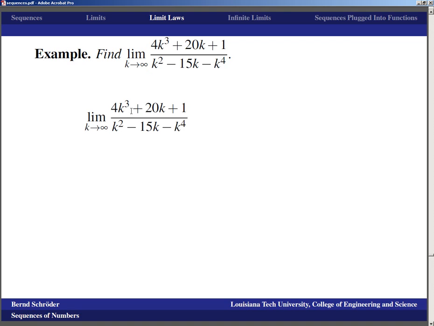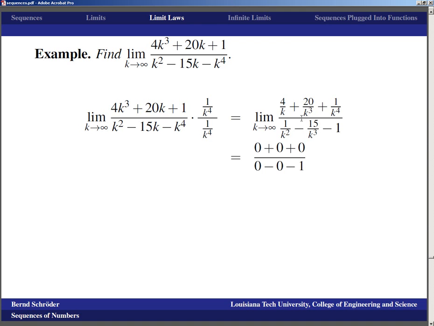And so then for the limit of 4k cubed plus 20k plus 1 divided by k squared minus 15k minus k to the fourth, you expand with 1 over k to the fourth. You end up with the limit as k goes to infinity. 4k cubed divided by k to the fourth is 4 over k. Similarly, you get 20 over k cubed and 1 over k to the fourth. And in the denominator, 1 over k squared minus 15k cubed minus 1.